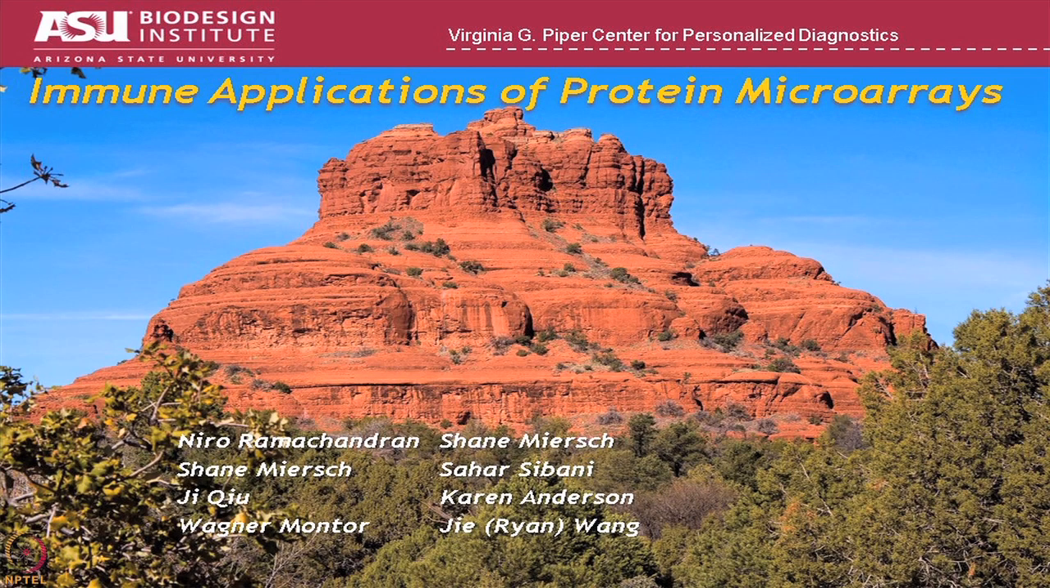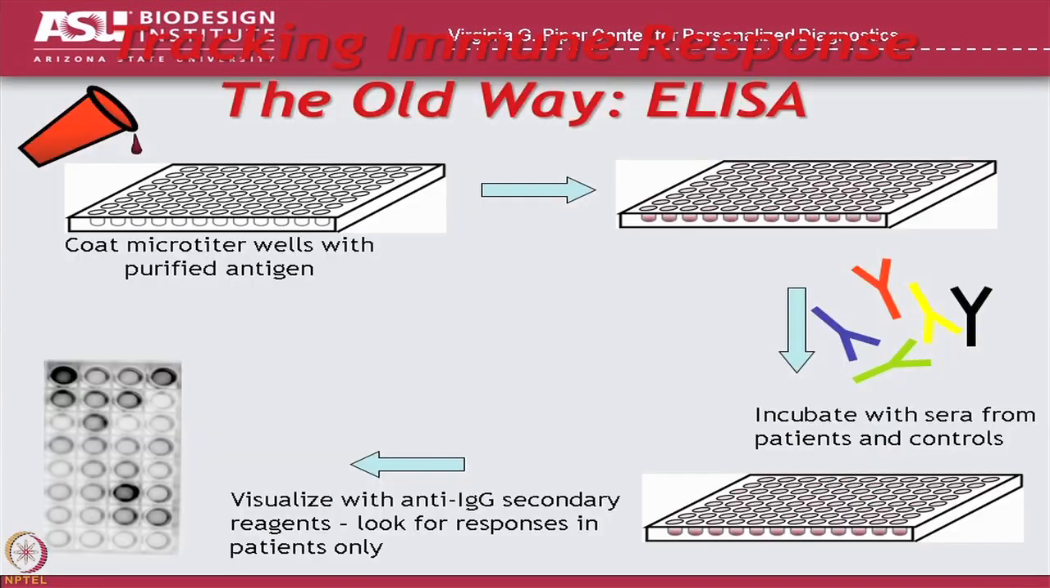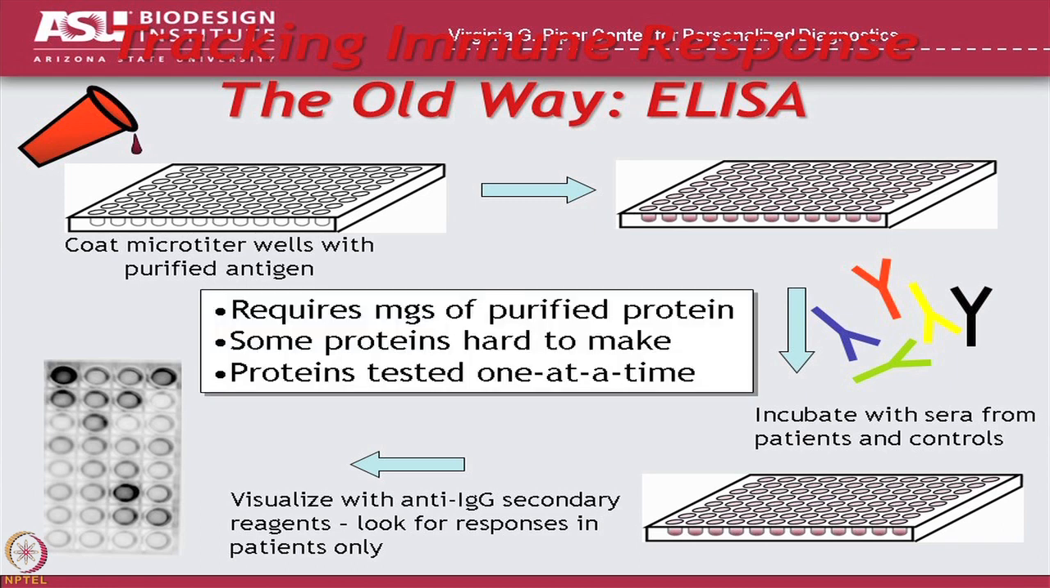So I'm going to show you just a couple of applications of this approach, and then maybe even just one. So we've talked about immune responses. The classic immune response is by ELISA, where you coat the well of a 96-well dish with your protein. You add serum to the wells. And then here's a patient who had a strong response, and here's a patient who had no response. Of course, if you do ELISAs, you're doing one protein at a time. It typically requires a lot of protein to do that. And some proteins are very hard to make to begin with.